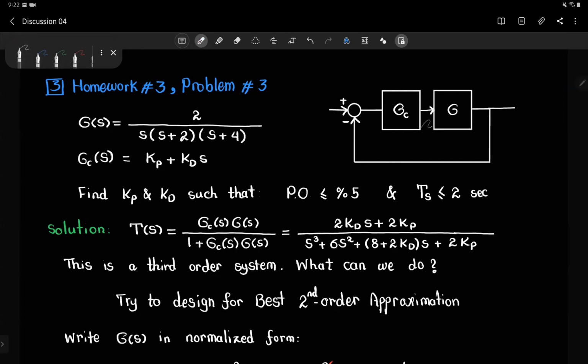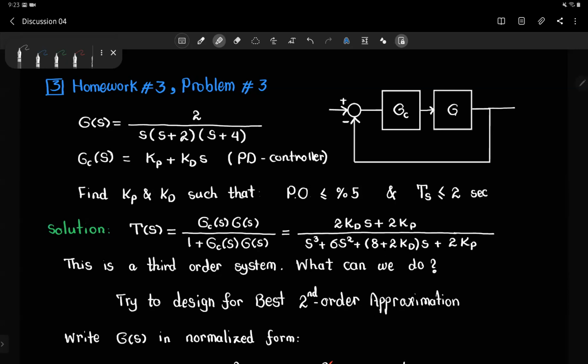So in this problem, we are given this block diagram. We have GC, which is a controller, and we have G, which is a transfer function given by this expression here. Okay, and we are told that this controller is given by this expression, and whenever you see a controller of this form, it's called a PID controller. Or sorry, this is a PD controller, not a PID. This is a PD controller. And we want to find Kp and Kd such that we achieve a percent overshoot of less than 5% for the closed loop system and a settling time less than 2 seconds.